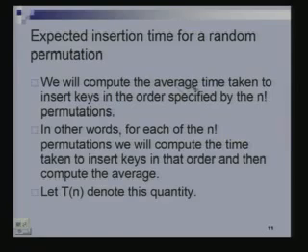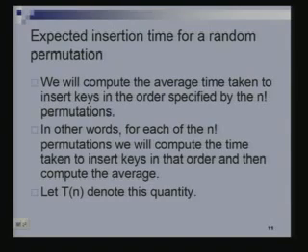So how do we compute the average? We will take a permutation, insert the elements in that order, and compute the time it takes to do that insertion. Then take another permutation, compute the time it takes to insert the elements in that order. Take a third permutation, compute the time it takes to insert elements in that order, and so on. There are n factorial different permutations, so I will compute the time it takes to insert elements in the order specified by these n factorial different permutations.